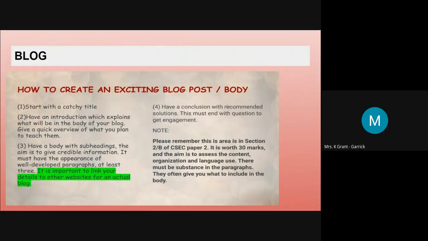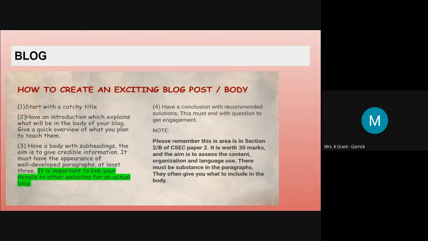Now the blog. Now the blog, to create a very exciting blog or blog post, which is what we call the body of the blog, you just need to have 4 specific areas. You need to ensure that you start with a catchy title, then you have an introduction which explains what will be in the body of your blog, and you give a quick overview of what you plan to teach. Then you have a body with the subheadings. The aim, of course, is to give credible information, and it must be in the appearance of well-developed paragraphs.